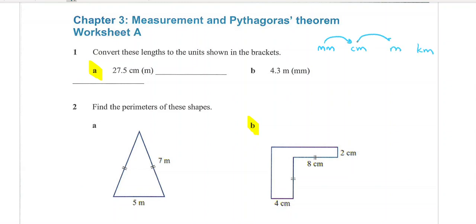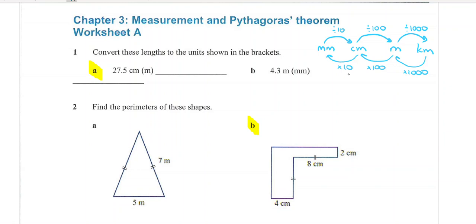Anytime you're converting units, make sure you've got the arrows on there. So millimeters to centimeters, you divide by 10. Centimeters to meters is 100, and then 1,000 to go from meters to kilometers, and timesing if you're going in the opposite direction.